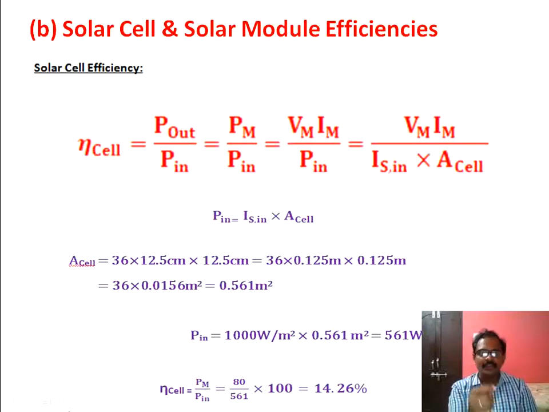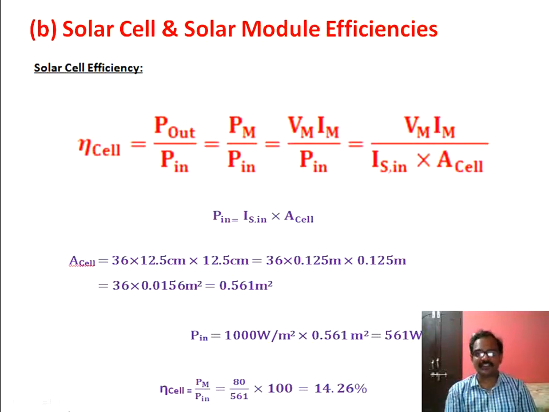Therefore, the area is 0.0156 meter square for a single cell. And there are 36 cells in it, and you will get 0.561 meter square. And what is the P input now? Solar power input 1000 watt per meter square into the area of the cells in the solar panel, 0.561 meter square. If I multiply these two, you will get 561 watt, which is the P input.